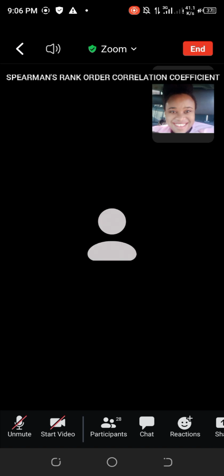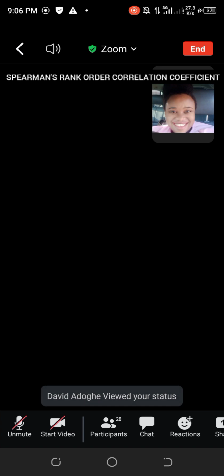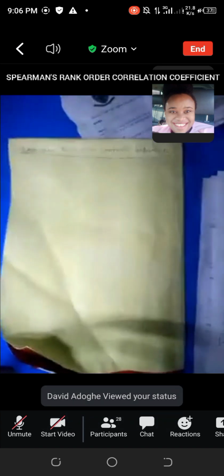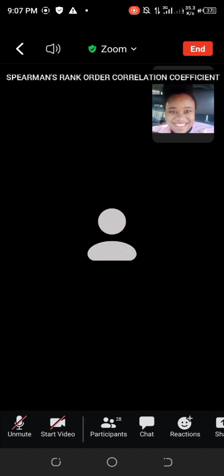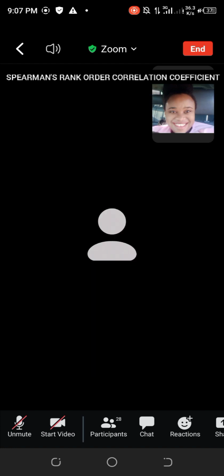Everyone should just open to the example in the lecture notes. Open to the example. I think page 201. Open to page 201. You see the Spearman rank order correlation. So we'll just work with the example.